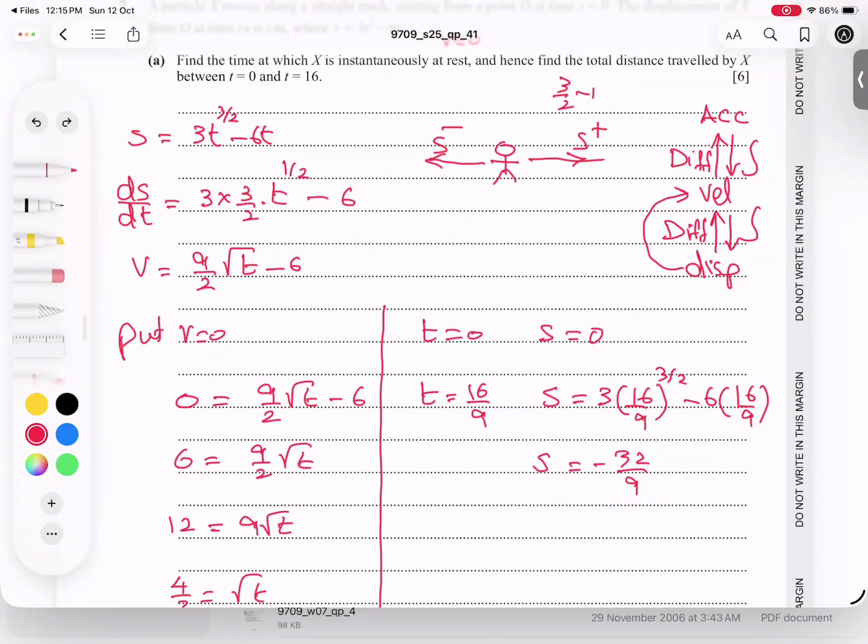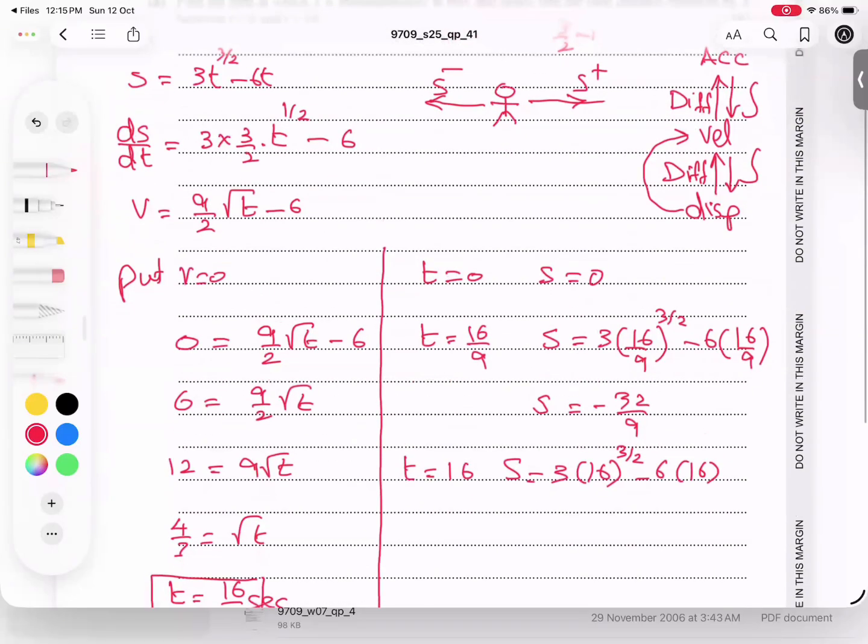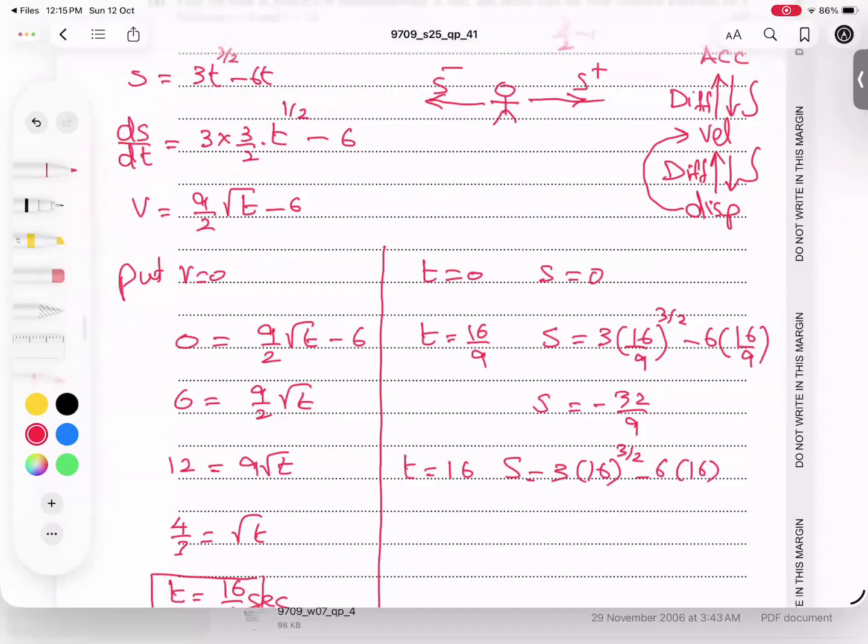So now we want to plug in the last time, 16. When time is 16, what happens then? We plug in the formula again. I'm going to type in the calculator, simply replacing with 16, not 16 by 9. And the answer I get is 96, positive.